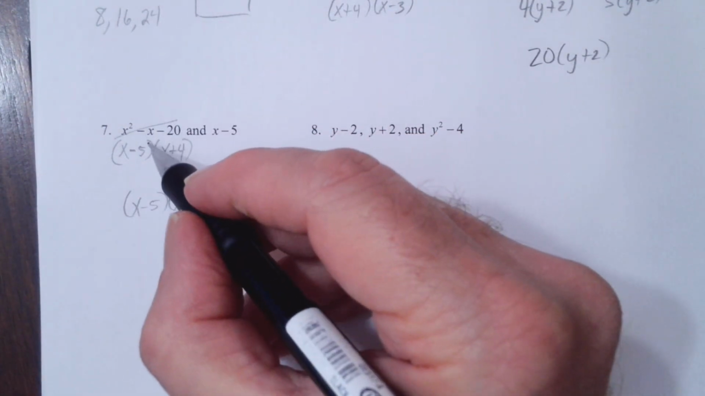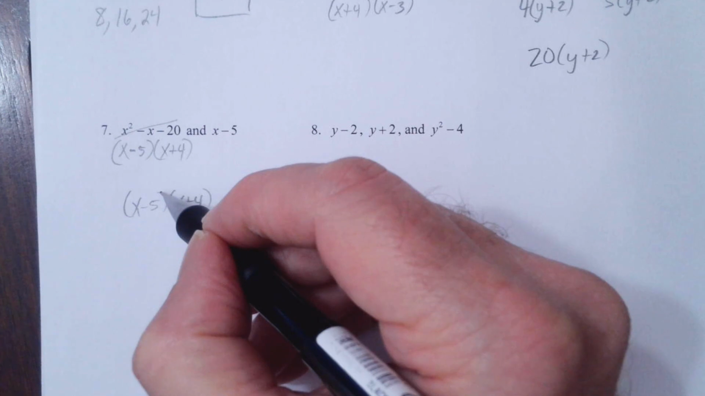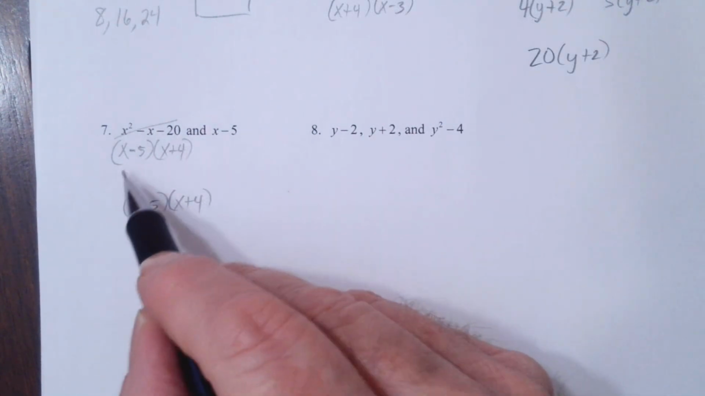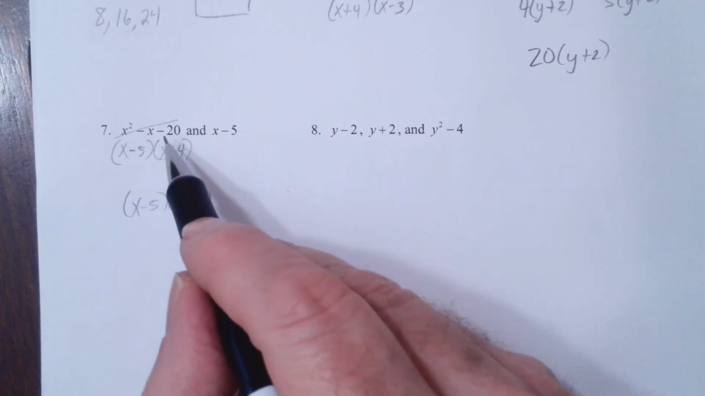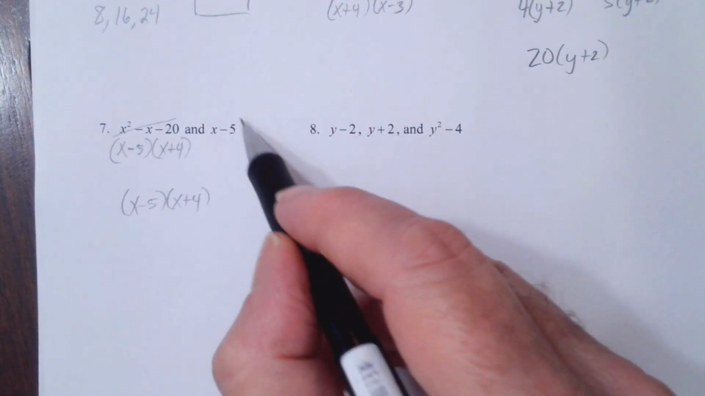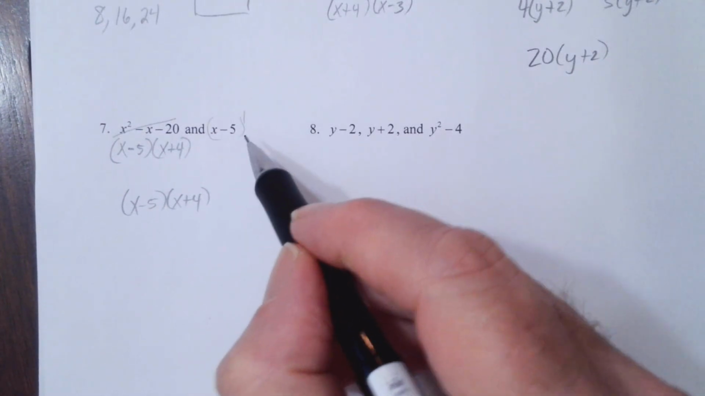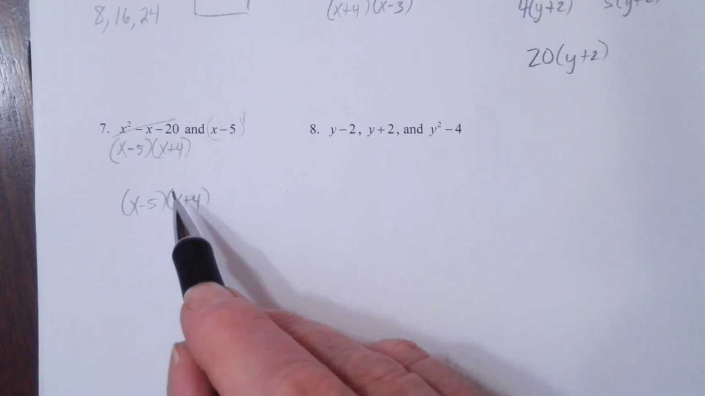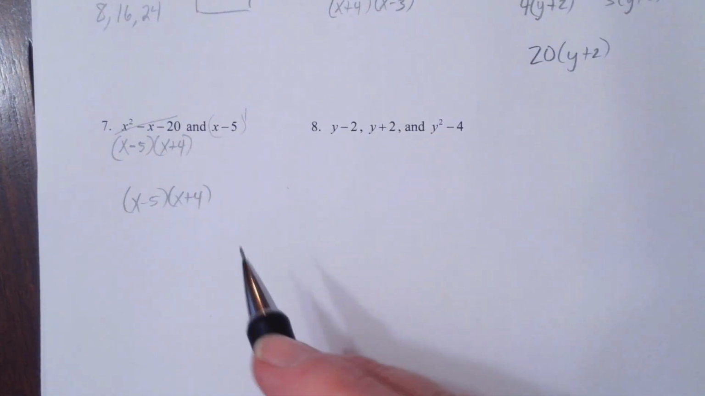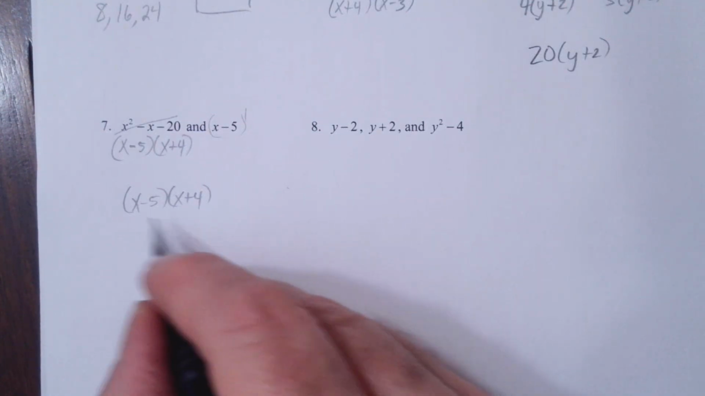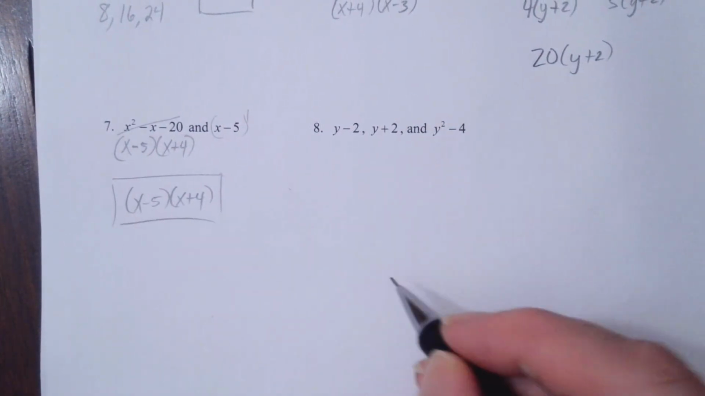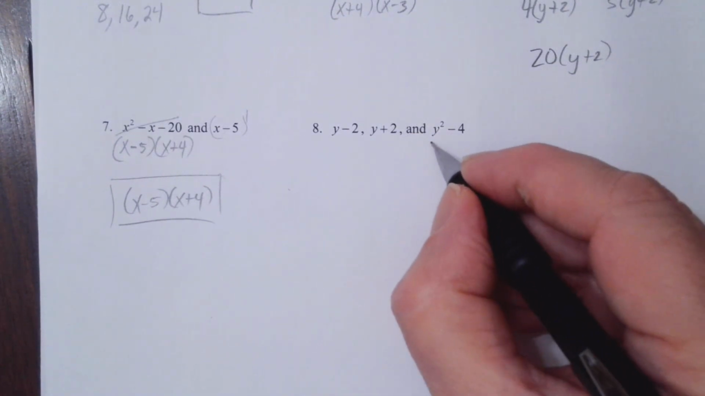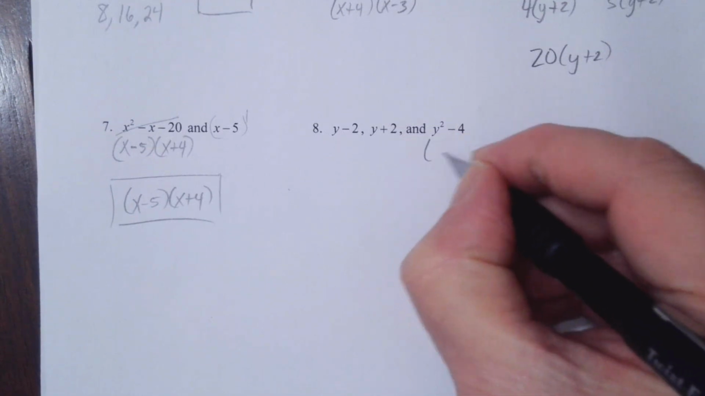Now you might be tempted to write x minus 5 squared, but that's not how it works. Here we have a factor of x minus 5 to the first power. Here we have an x minus 5 to the first power. And so the highest power found for x minus 5 is to the first power. And so this is our final answer. That is our LCM.